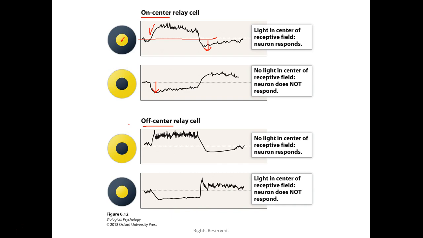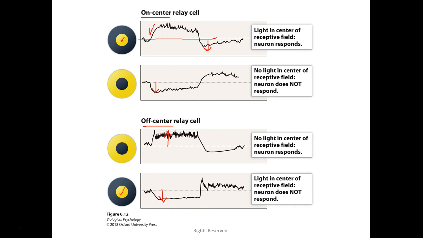So off-center cells, I'm hoping you guessed, are called off-center cells because when light hits the center of an off-center cell, they shut off. They're inhibited. The opposite happens when light hits the outside of the receptive field or the surround. The off-center cell becomes activated. So these cells, because they're responding in such discrete, specific ways to light hitting the center versus the surround, are responsible for detecting contrast, areas that are brighter versus areas that are dimmer.